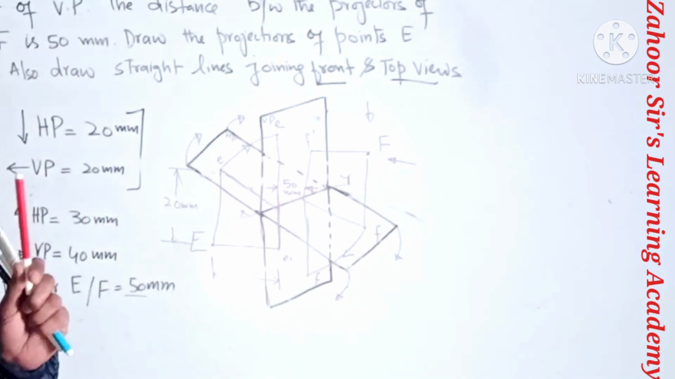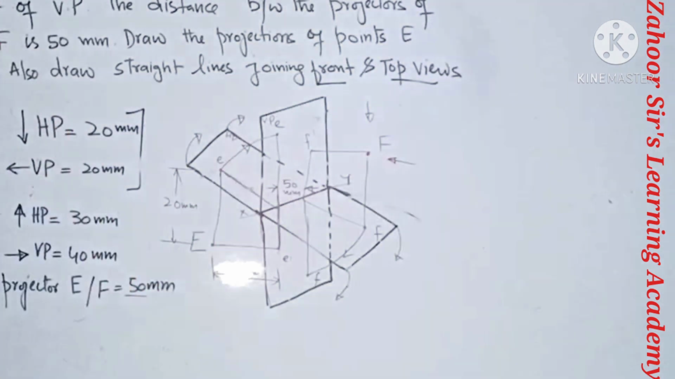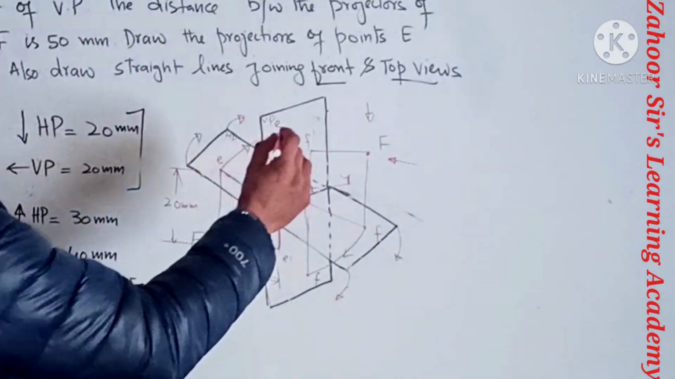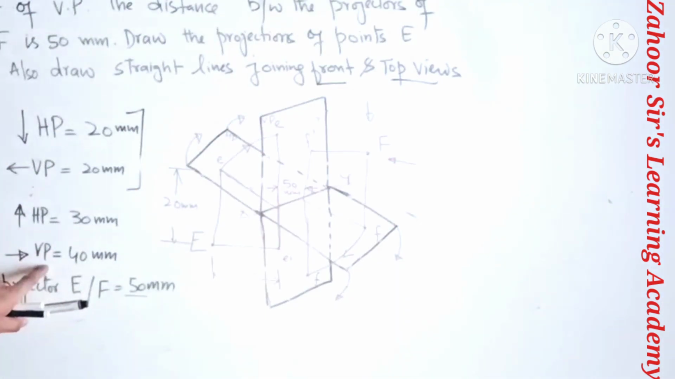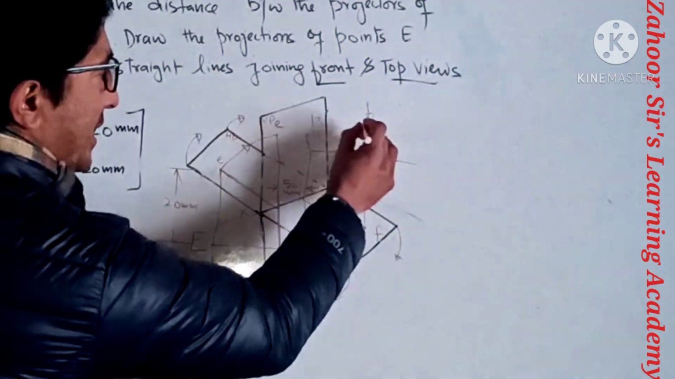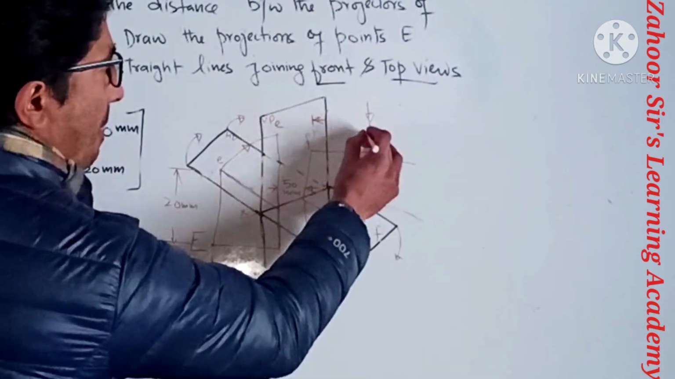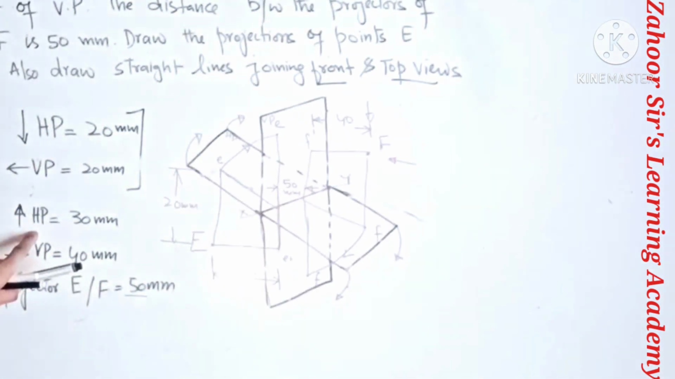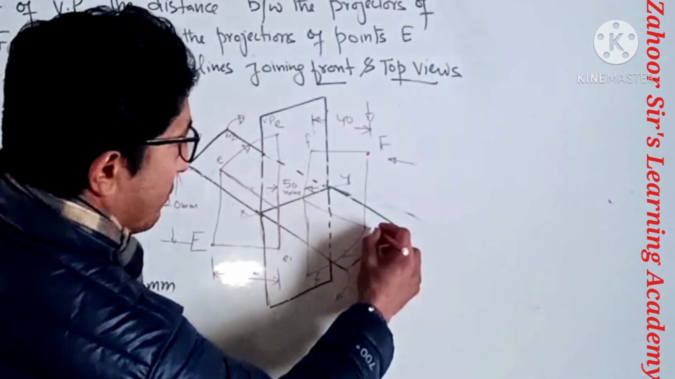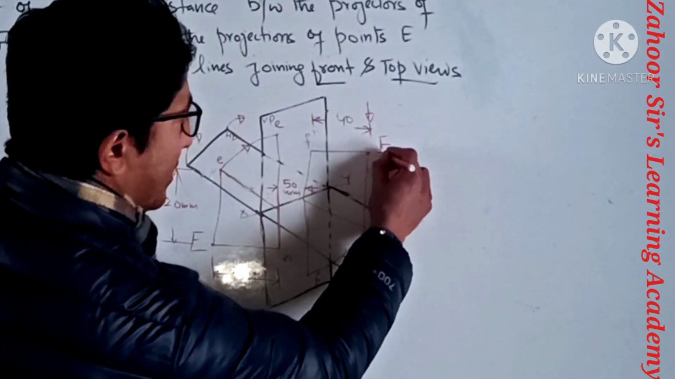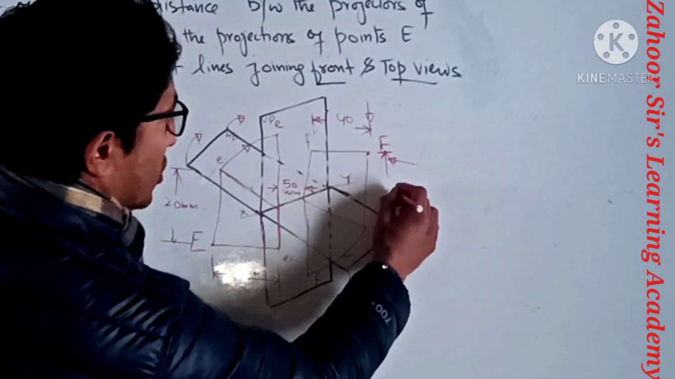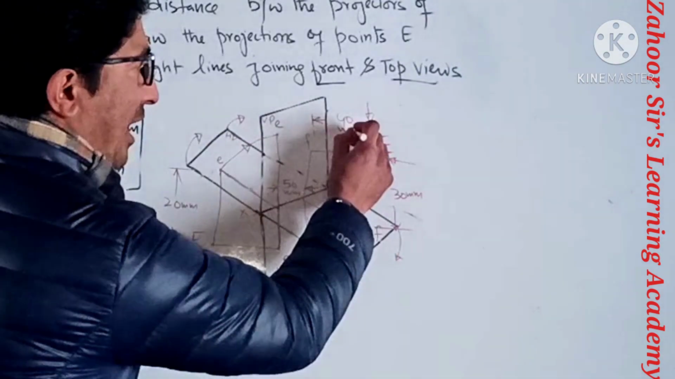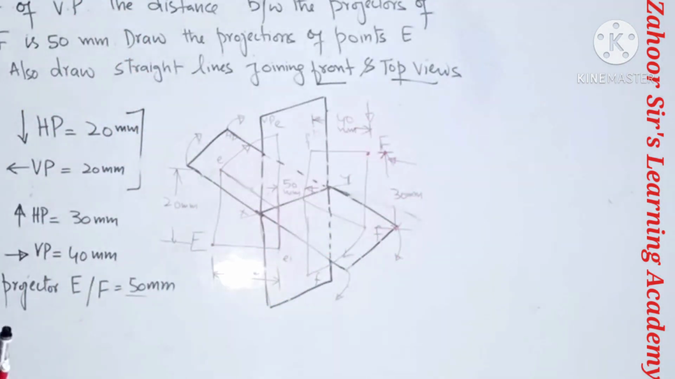Now we can even give the dimensions to the pictorial diagram. Let's see the dimensions. This point F was in front of VP, and it was 40, so this dimension was 40 mm. And it was above HP, that was 30 mm. Now I am explaining how to give the dimensions, how to take the dimensions in the question.